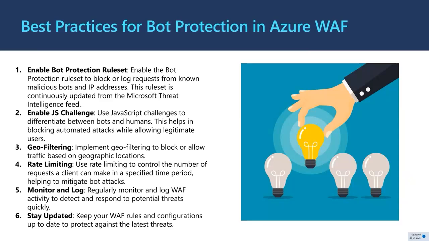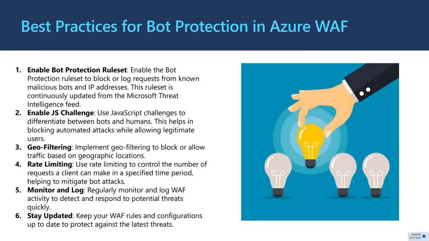Sometimes customers do not need traffic from all the different geographic locations. So it's better to block the noise from the locations where we don't need the traffic from. So this geo filtering feature is very handy. And then there is the rate limiting feature, which we encourage everyone to make use of for effective protection from bots. Use rate limiting to control the number of requests a client can make within a specified time period, helping to mitigate bot attacks.